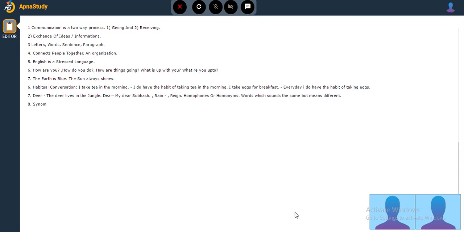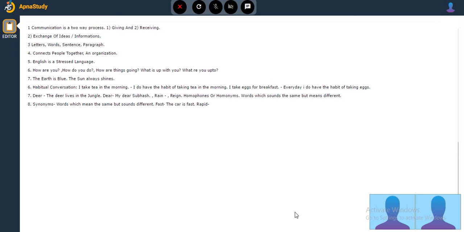Okay, now what are synonyms? It's exactly the opposite of homophones, what I told you earlier. Words which mean the same but sound different, right? For example, the car is fast. Rapid. So, do you see any difference between fast and rapid?